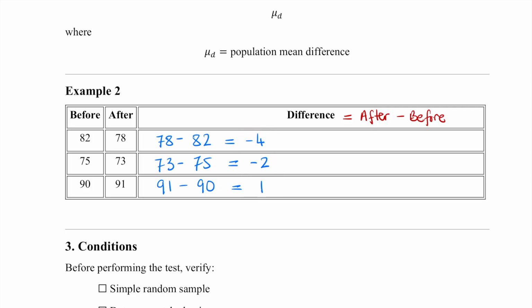Notice that negative differences are not bad. They simply mean the second measurement is smaller than the first. Positive differences mean the second measurement is larger than the first.